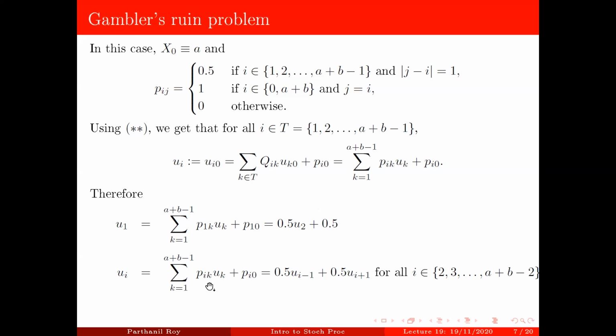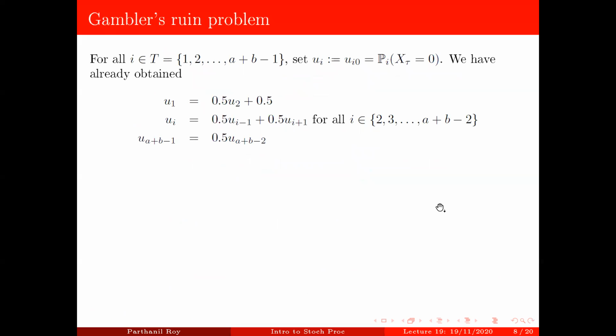On the other hand, in this sum, there will be two contributions, namely k equal to i minus 1 and k equal to i plus 1. So that will give you 0.5 u of i minus 1 plus 0.5 u of i plus 1 for all these values. By the same logic, the last one, u of a plus b minus 1, would just become 0.5 u of a plus b minus 2. So in this case, only one of these terms will contribute, and the other probability would be 0, because going from a plus b minus 1 to 0 in one step has probability 0. So only one of the terms contributes. Okay, so this gives you that star essentially leads to these. So we have obtained this.